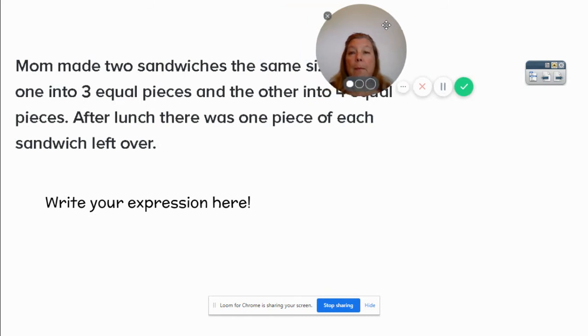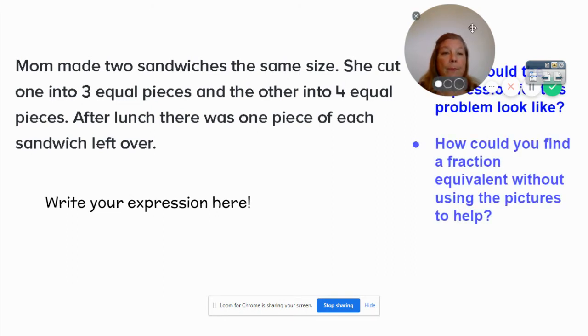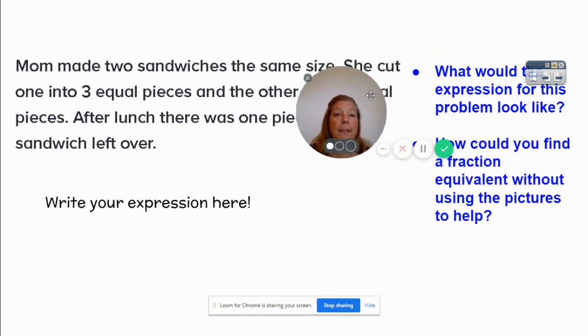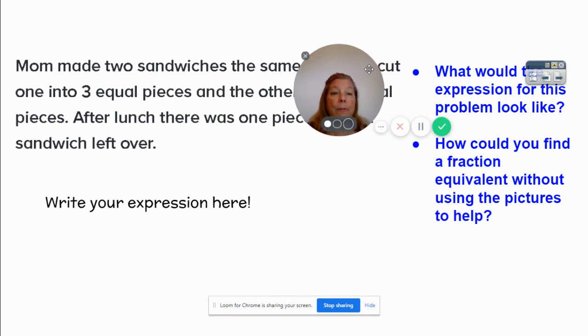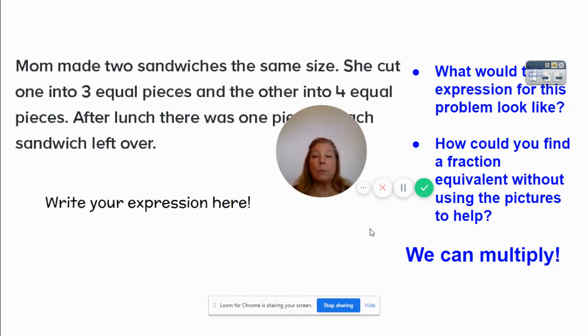All right, we've got Mom making sandwiches. She's got 2 of them. She's cut one into 3 equal parts and the other into 4 equal pieces. After lunch, there was 1 piece of each sandwich left over. Below, you're going to write your expression on how you would find out how much is left over. Think about what the expression would say, how it would look, and if you can find a fraction equivalent without using these pictures to help. We're going to multiply. Yes, we need to multiply. And again, when you multiply to find a common denominator, the numerator and the denominator need to be the same.